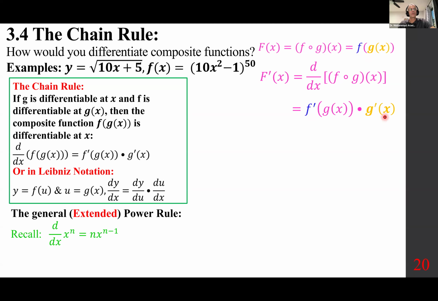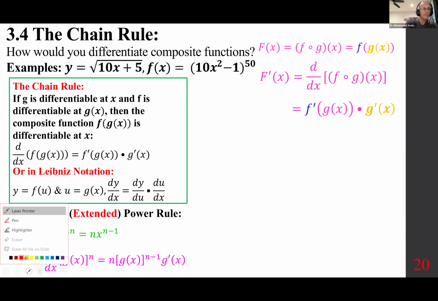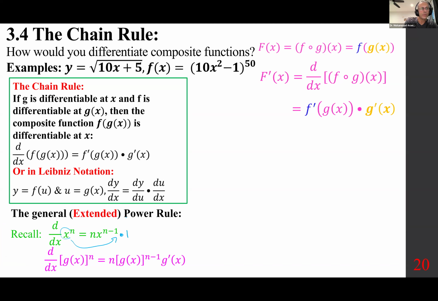As far as the general or extended power rule is concerned, you know the derivative of x to the power of n is n x to the power of n minus 1. Now, the derivative of g of x to the power of n, which is known as the general or extended power rule, works in the same manner, meaning this one is being raised to the power of n, so we need the n. Then we need g of x to the power of n minus 1. Over here, the derivative of x is 1, and we don't have to write it because times 1 makes no difference. But over here, it does make a difference, and we have to write it.